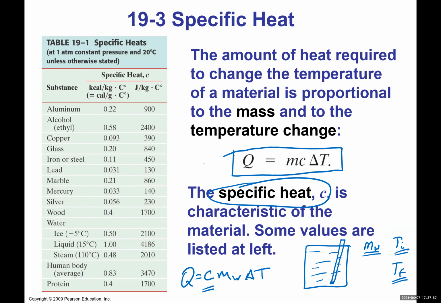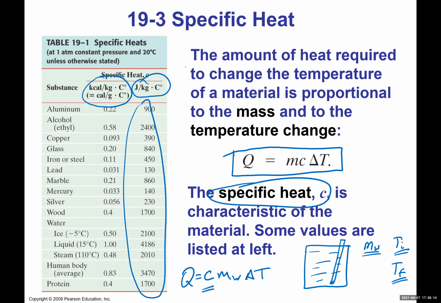Specific heat is a substance-specific quantity. You can see from this table, you have specific heat in terms of kilocalorie per kilogram degree Celsius or joules per kilogram degree Celsius. I would say that this column is one that we're going to be using quite a lot. So for example, here's water.